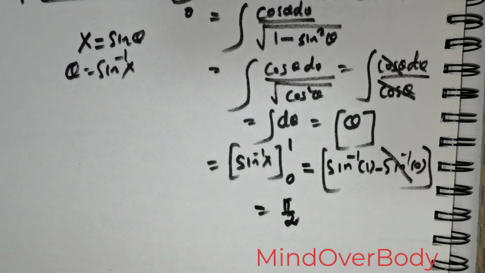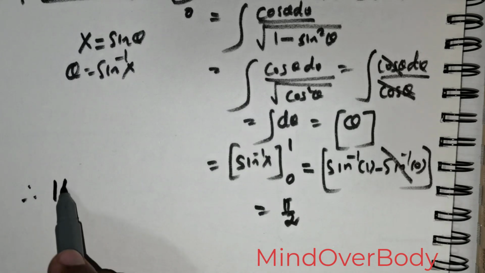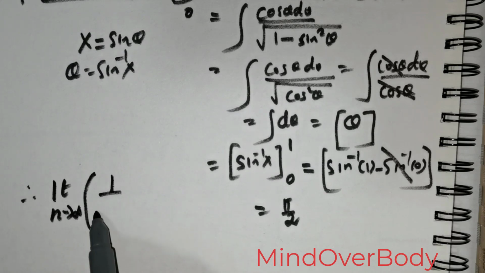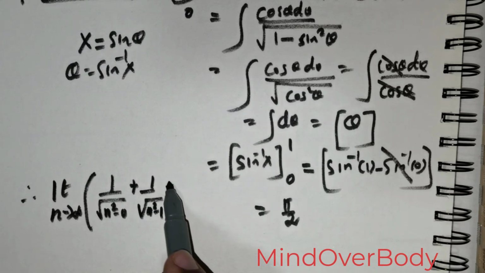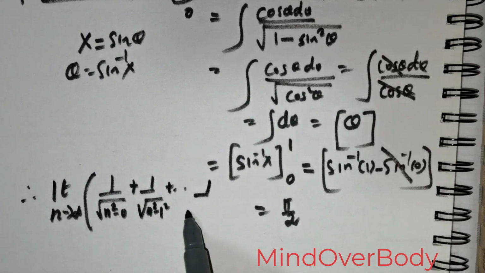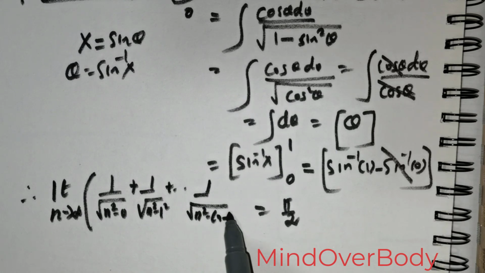So the solution for this question is that the limit as n tends to infinity of 1 over the root of n squared minus 0, plus 1 over the root of n squared minus 1 squared, plus up to 1 over the root of n squared minus (n minus 1) raised to the power 2, is pi over 2.